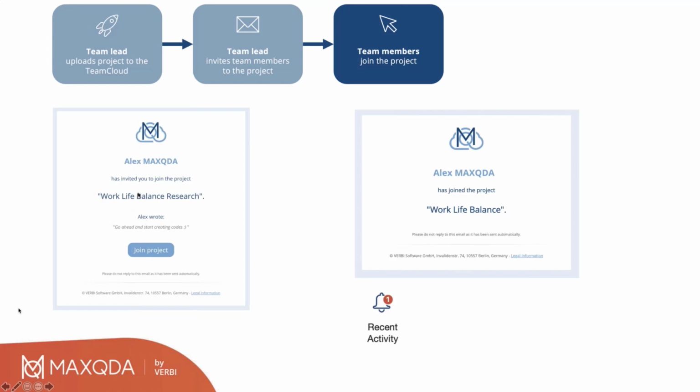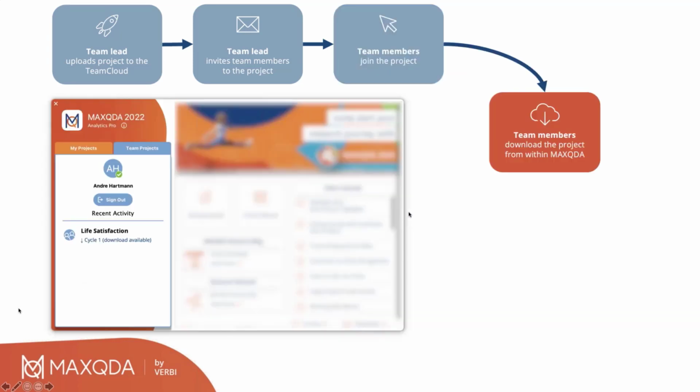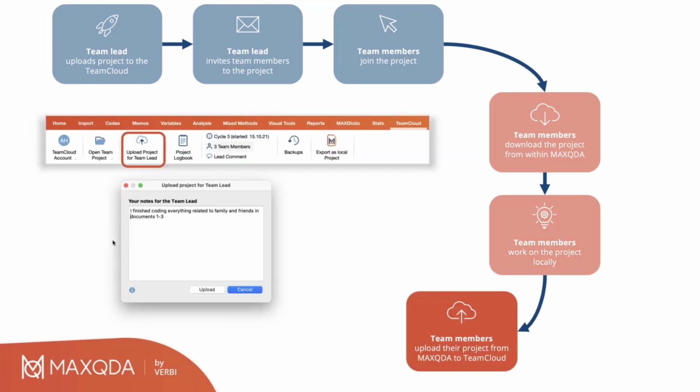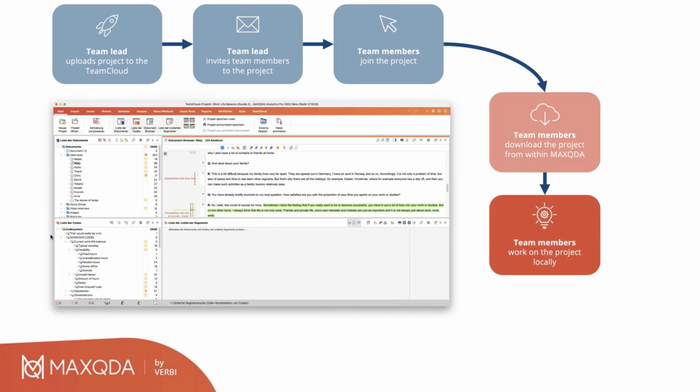You would get the email to join the project, and then you would join it, and then you would download the project. And in fact, you will see when you open MAXQDA, assuming you're logged in, that life satisfaction project there, cycle 1 download available. And you would click on it. And it would download to your machine, and it would look like any other project. You would work on the project, editing, adding codes, adding documents, memos, whatever, analysis.